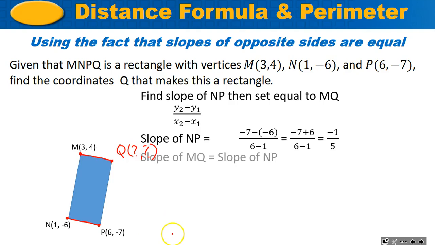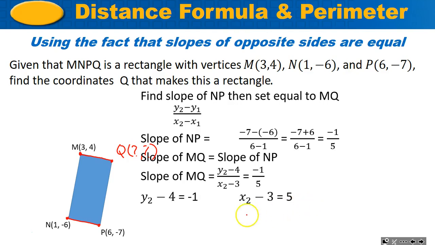So now we're going to find the slope of MQ, which should be the same as the slope of NP, so we set those equal to each other. What we don't know up here is our y2 and our x2, so that's what we're going to solve for. We set up y2 minus 4 over x2 minus 3 equal to -1 over 5, because the slope should be the same. So the top part is y2 minus 4 equals -1, which means we add 4 to both sides. And the bottom part is x2 minus 3 equals 5.